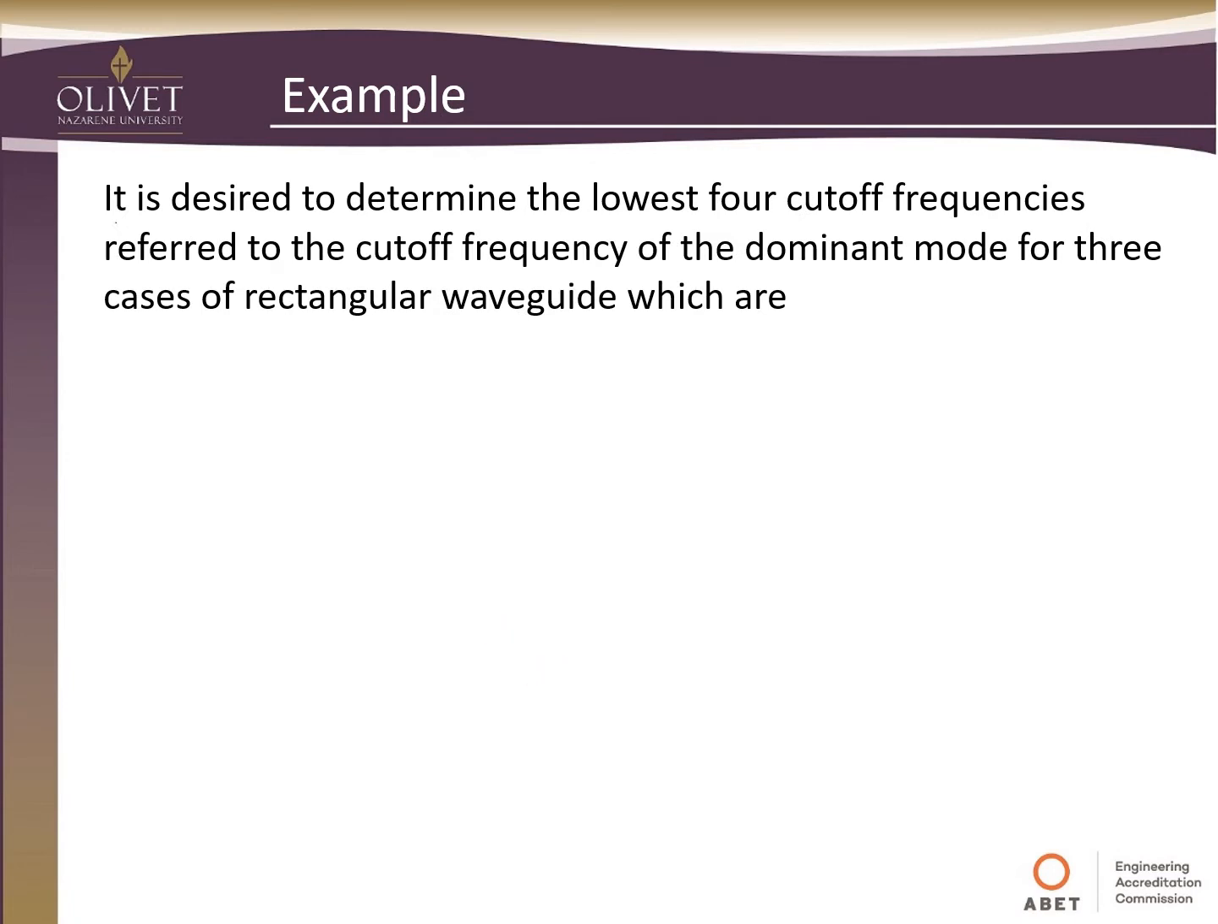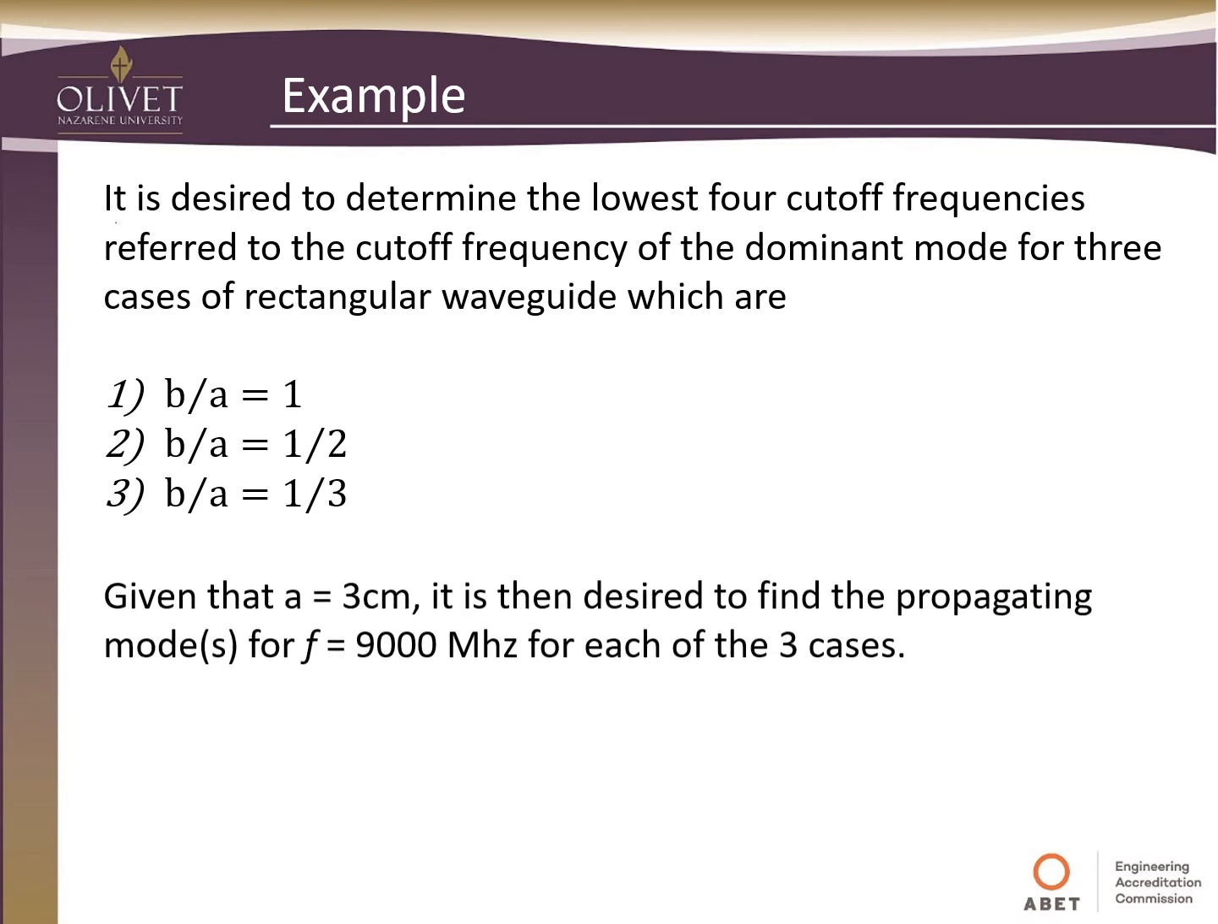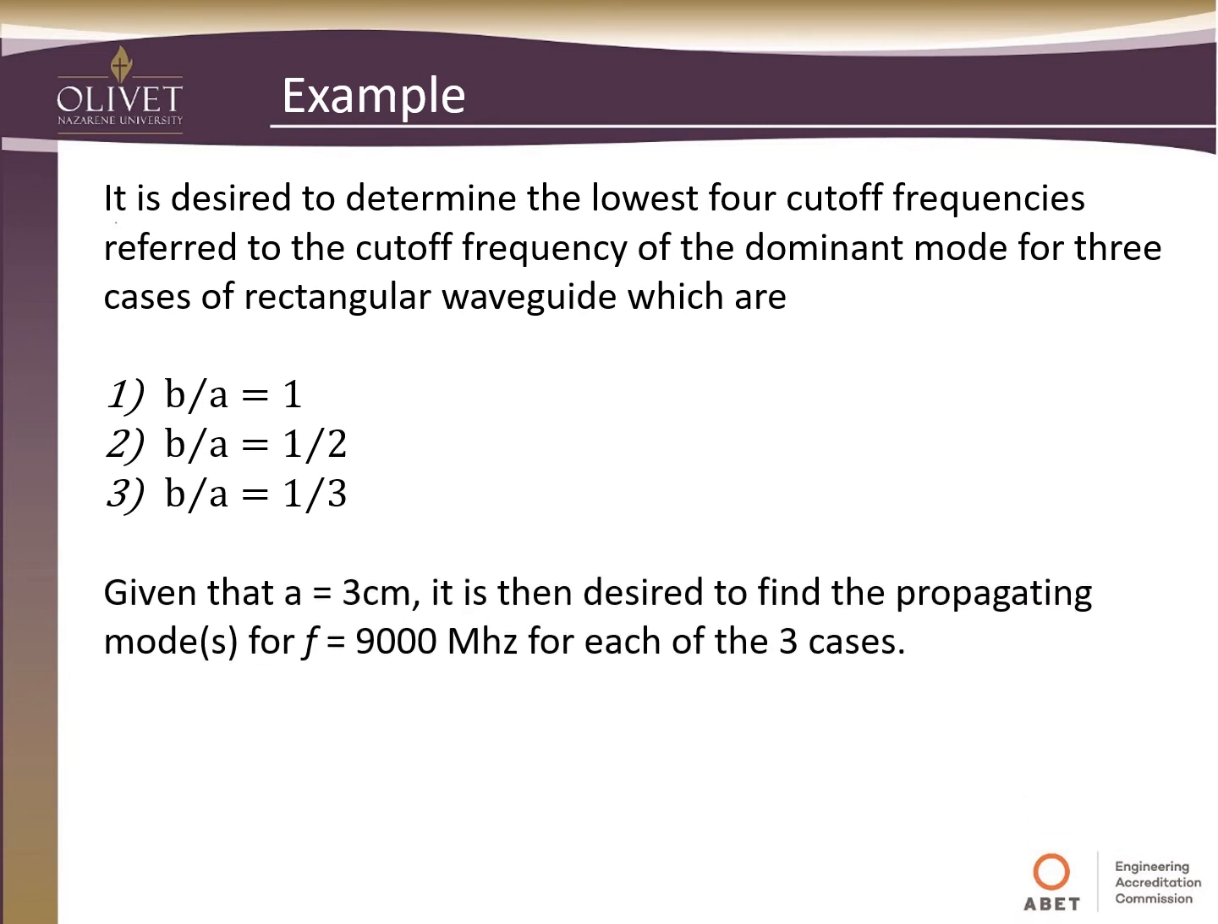So let's look at some examples of how this works then. It's desired to determine the lowest 4 cutoff frequencies, referred to as the cutoff frequency of the dominant mode, for 3 cases of a rectangular waveguide. And so we'll have the case where the ratio of the X and the Y sides is 1, the ratio of the X and the Y sides is 1/2, and that ratio then again is 1/3. So given that A is equal to 3 centimeters, it's not a very big waveguide, it is then desired to find the propagating modes when we are transmitting at 900 megahertz for each of the 3 cases.